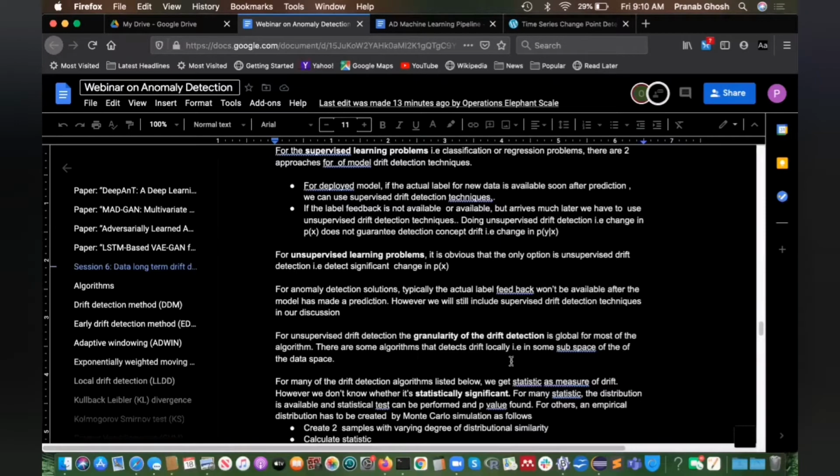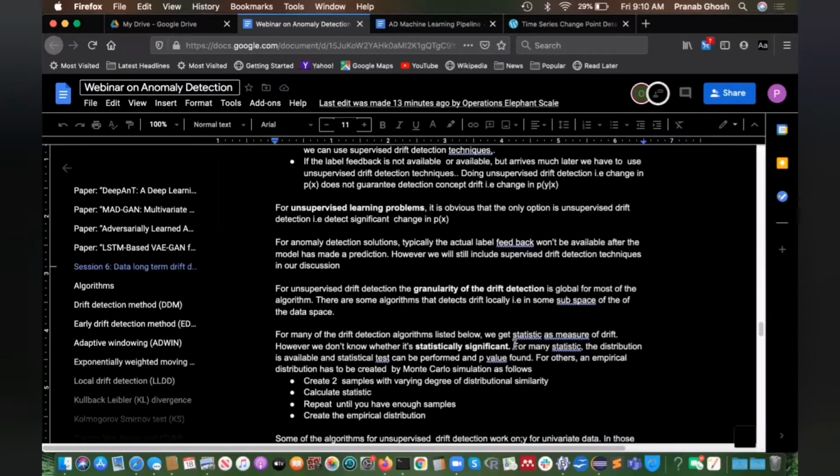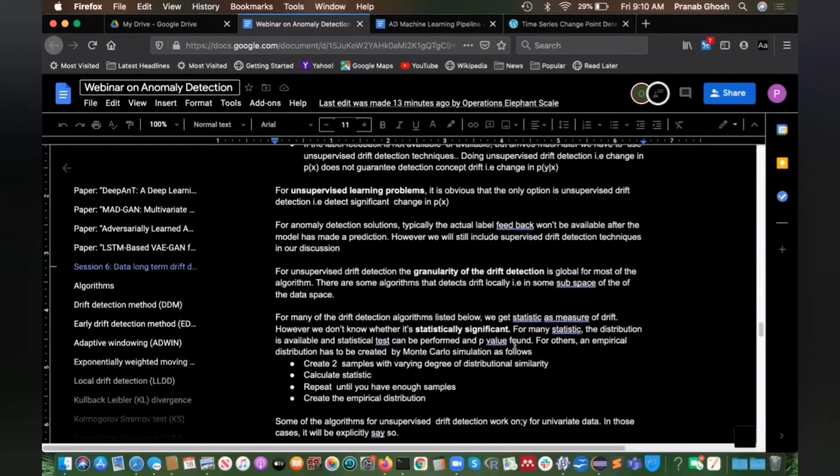For an unsupervised learning problem, obviously, it's much simpler. You're only concerned about detecting any change in P of X. There's no label involved. For example, in anomaly detection, once you detect an anomaly, typically, actual feedback is not available. I mean, if it is available, you can use supervised drift detection. If not, you have to use unsupervised.